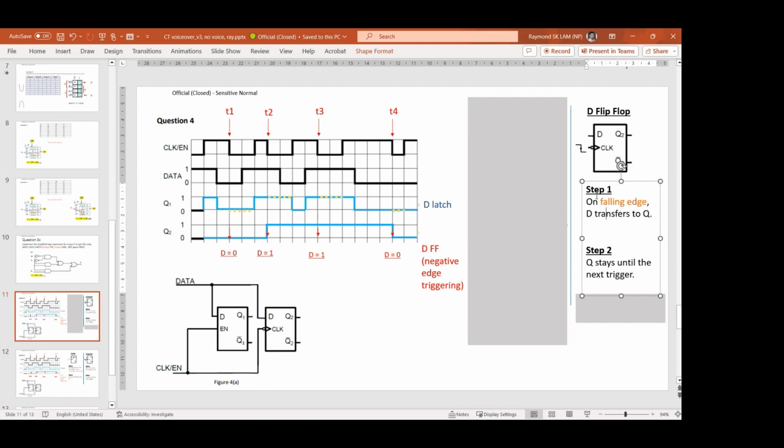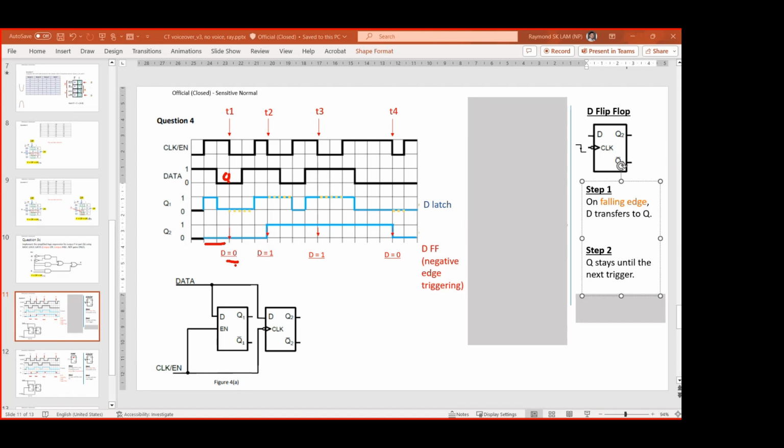For example, you identify step 1. When is step 1? Step 1 is when there's a falling edge, correct? So it's this instant. So on falling edge, D transfers to Q. Okay, so initially it's low. Then after that it will stay low until the falling edge, right? Correct. So now the falling edge comes in. Then you just follow the instruction, D transfers to Q. So D is 0, right? You look at this one, D at this point is 0, right? So Q2 will be 0. Do you see it's written D equal to 0 here?